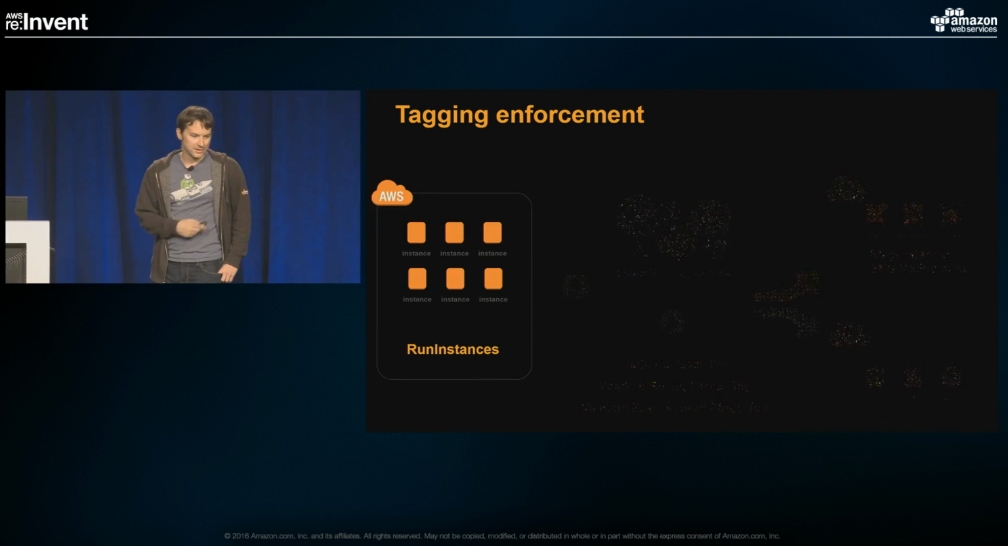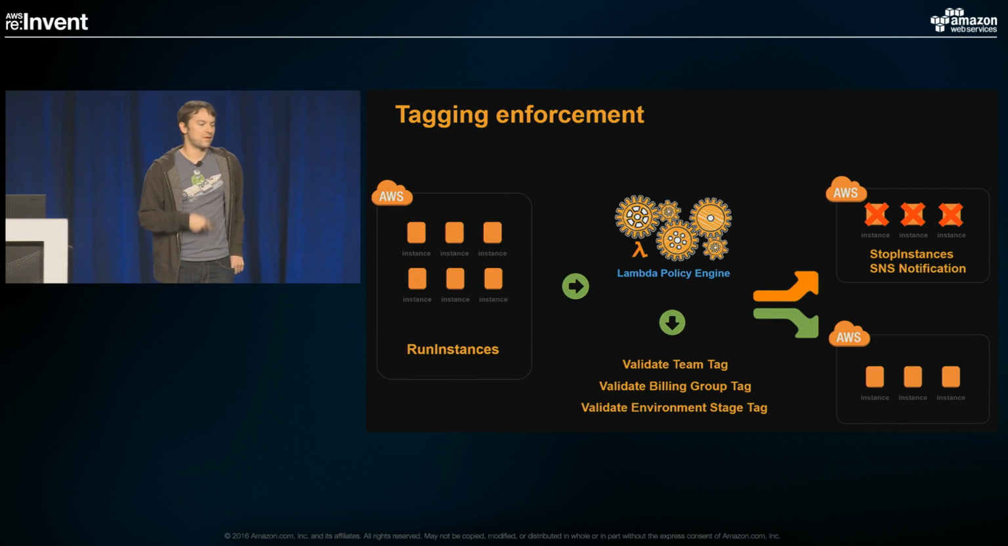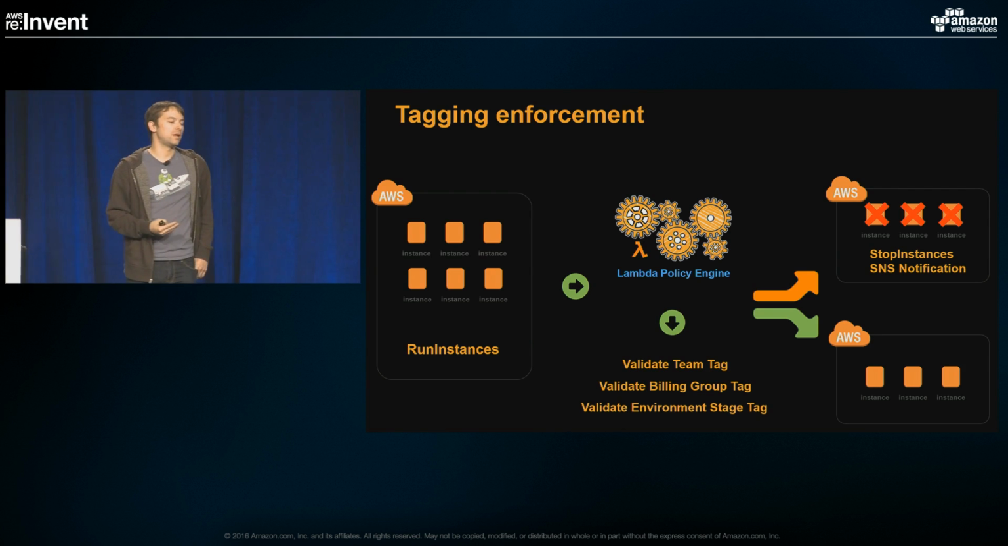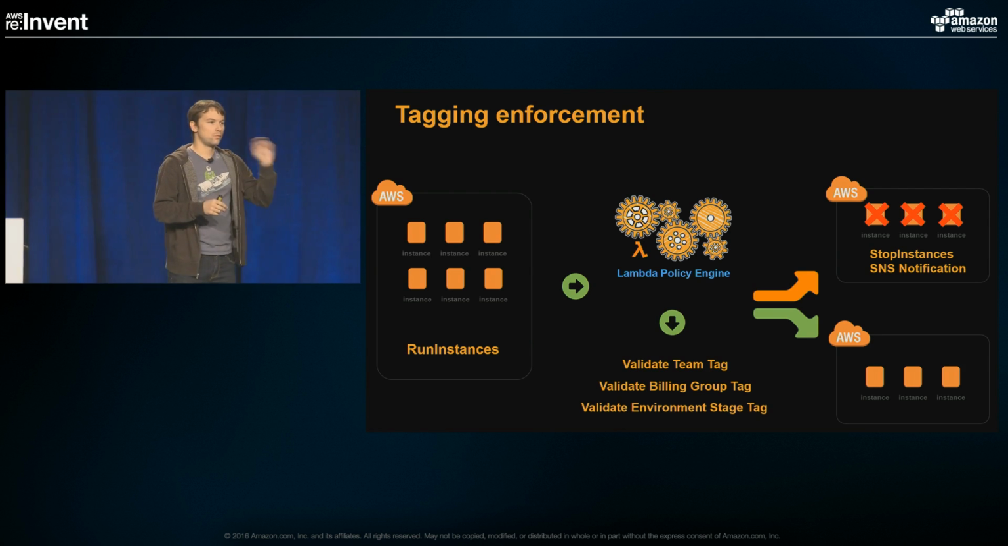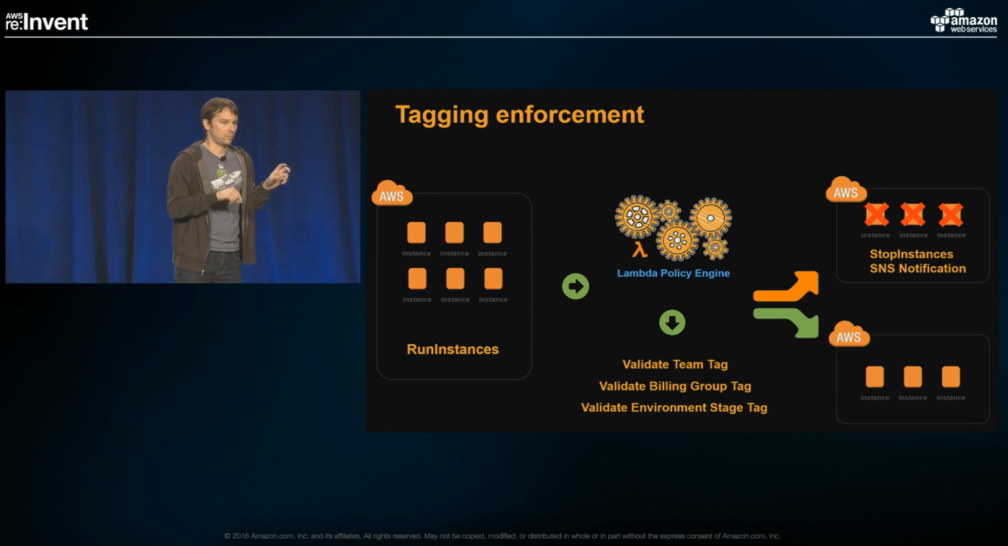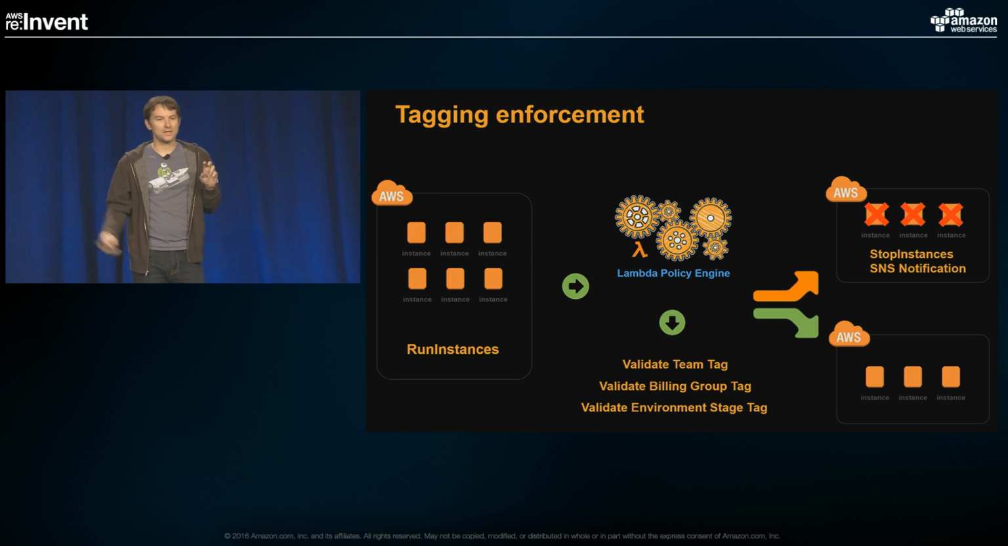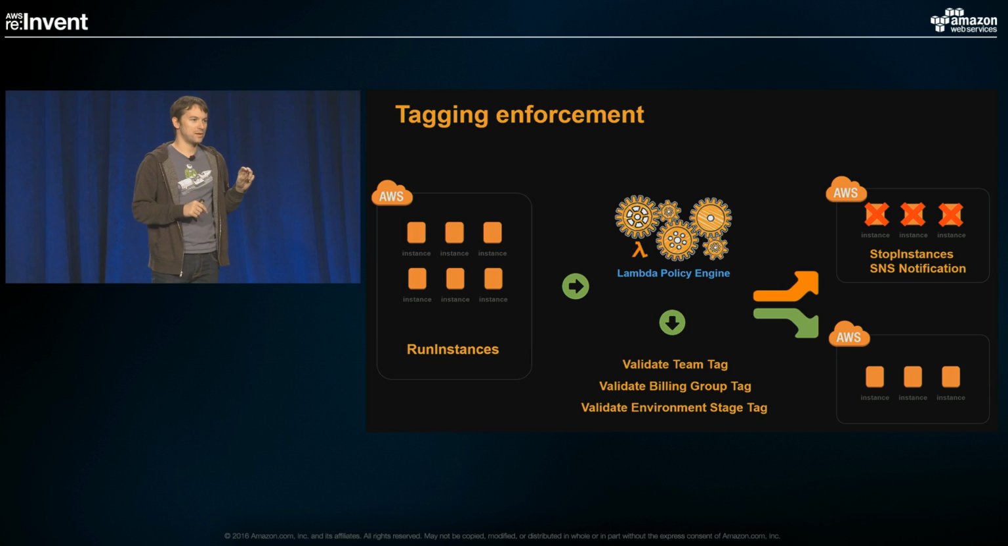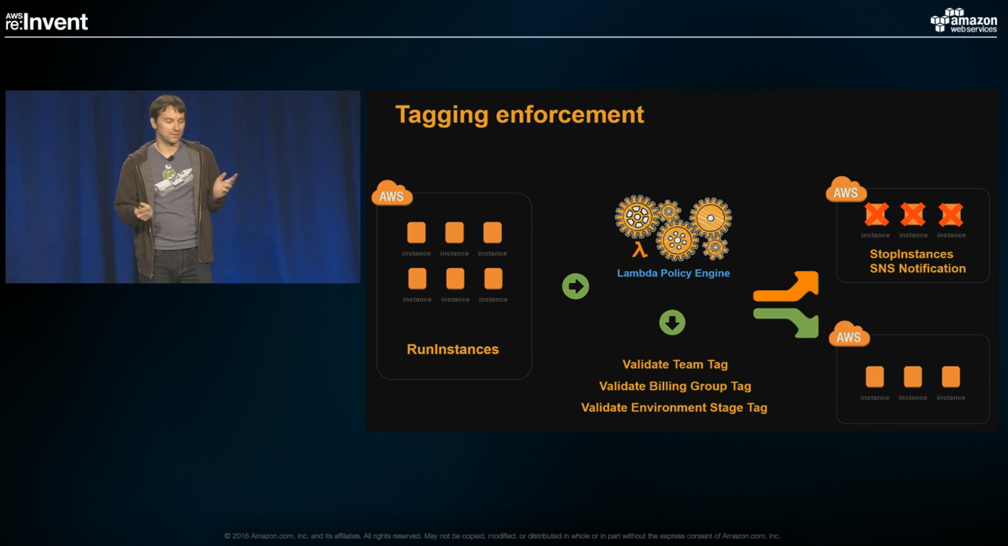Tagging enforcement, as I said, is a common one. I run some instances and validate that it's on the right team. So I could say, the role that spun these instances up, did it tag it as the appropriate team? If not, add that tag to the team. Is it in the appropriate billing group for that instance? If not, maybe send a notification out and ask, hey, this isn't in the right billing group. Are you doing some work on another team, something like that?